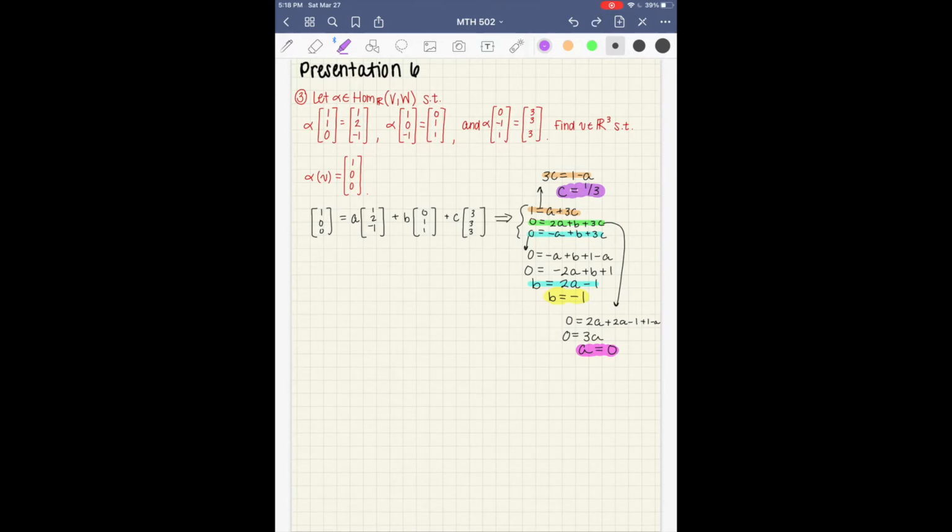So now that I found my a, b, and c, I took the original equation, kept (1, 0, 0), but now replaced our parts. I kept my a for right now, but I replaced it with the alphas. So a alpha of (1, 1, 0) gave you (1, 2, -1), plus b alpha of (1, 0, -1), and c alpha of (0, -1, 1).